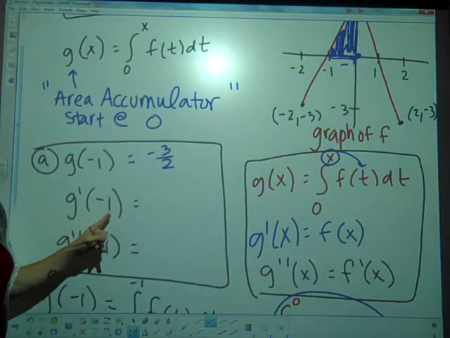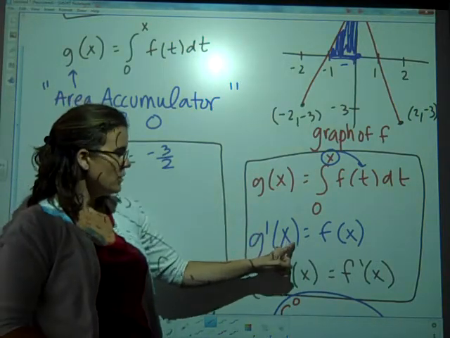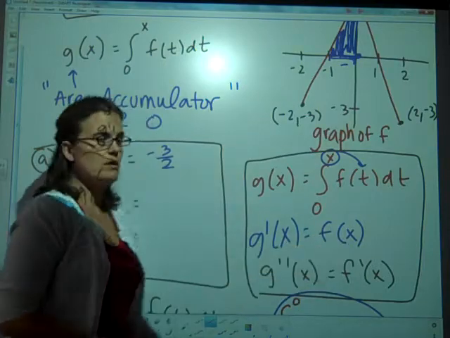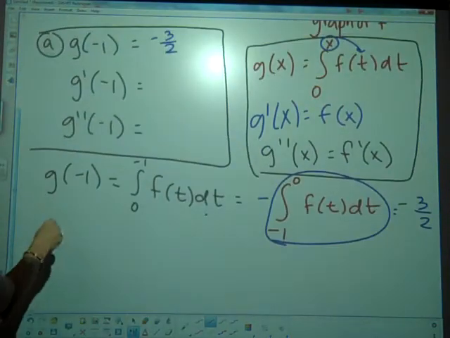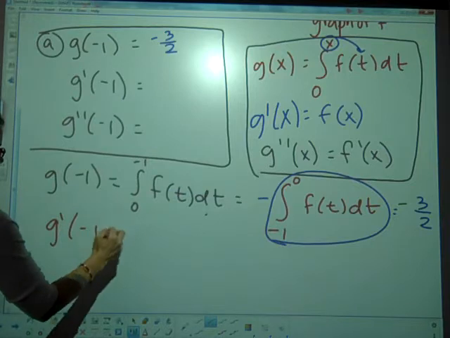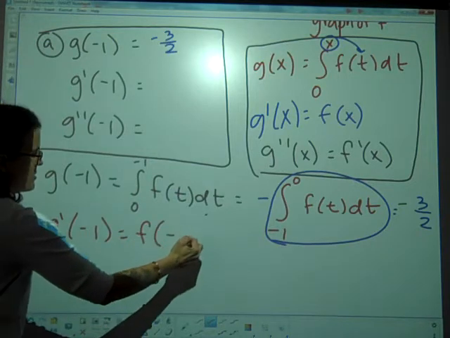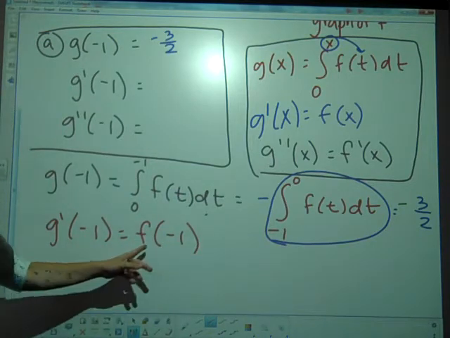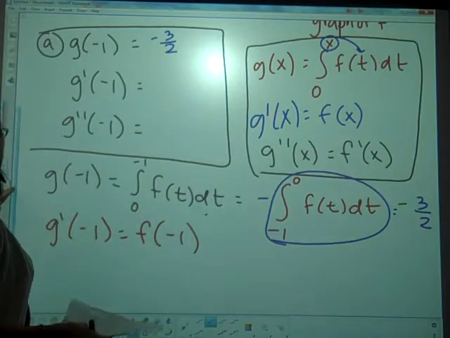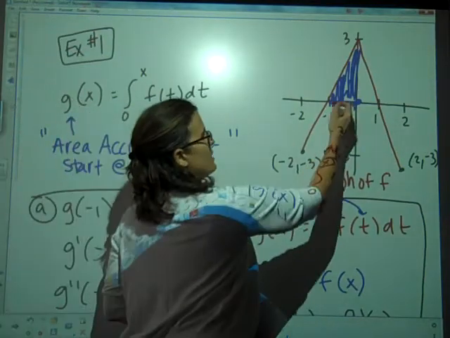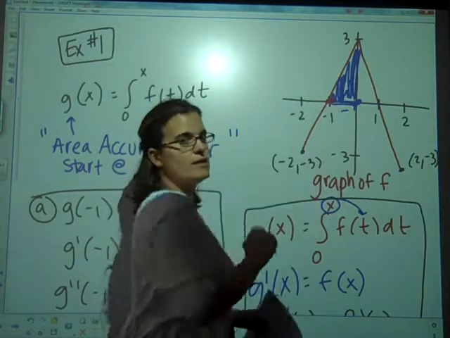G prime of -1. Let's look over here, y'all. G prime of -1 is just going to equal f of -1. So if we make that statement here, that g prime of -1 will just equal f of -1. So you're truly looking along your f graph and seeing what output you get when you plug in -1. Well, if I plug in -1, here I am, right at 0.